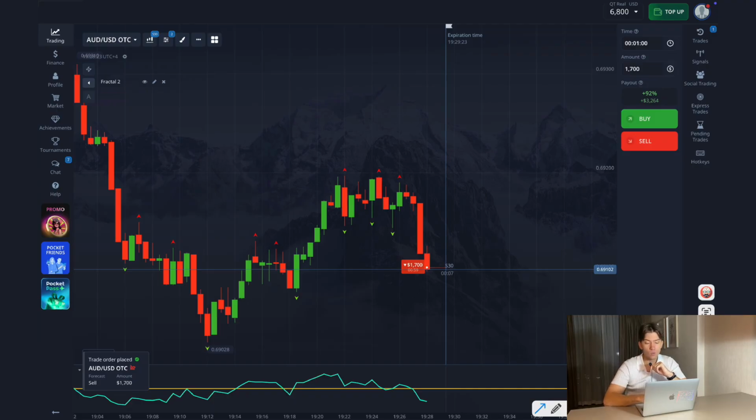I see a first good situation, expiration 1 minute, and I open a sell trade for $1,700. Now we'll look at how to use this strategy and what's important to pay attention to.